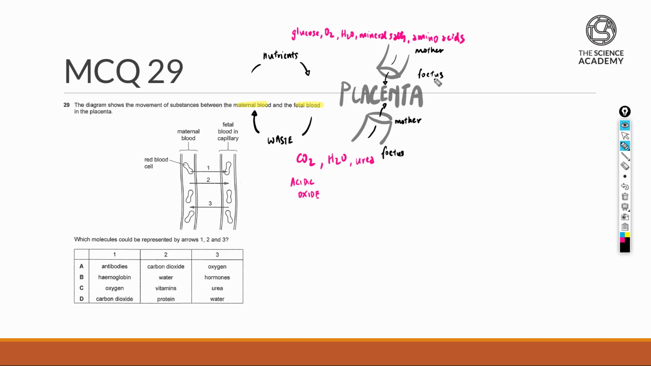So mother to fetus is going to be nutrients, fetus to mother is going to be for the case of waste. To go for a little bit more extra detail here, we actually need a few more vessels. From the mother towards the fetus, we will be entering via the umbilical vein. From the fetus back towards the mother, it will be exiting via the umbilical arteries.